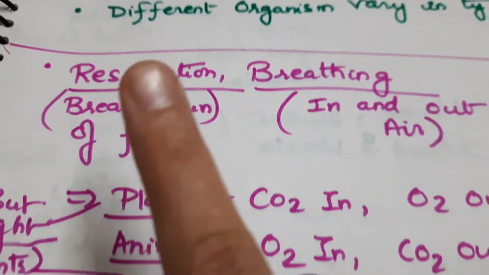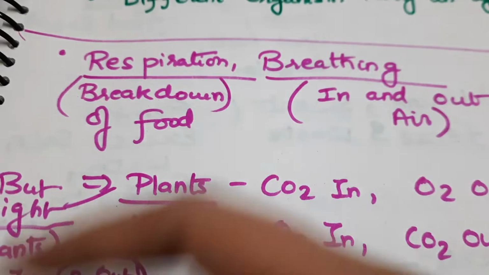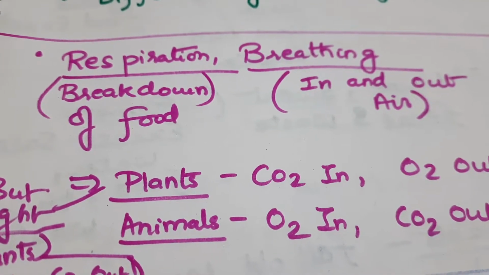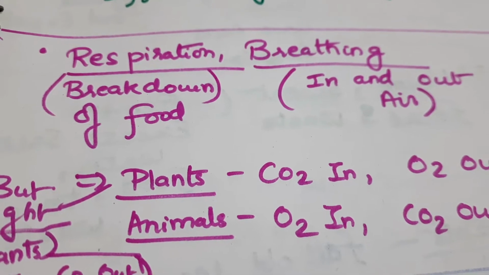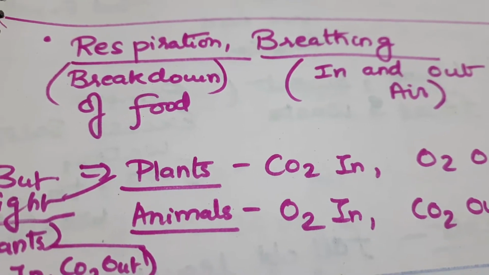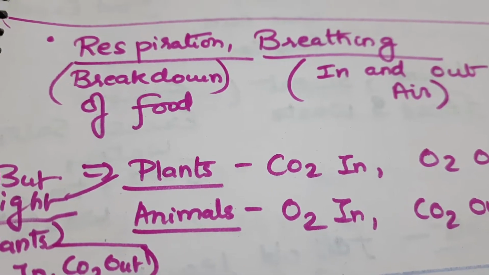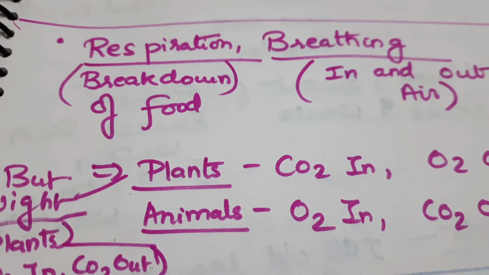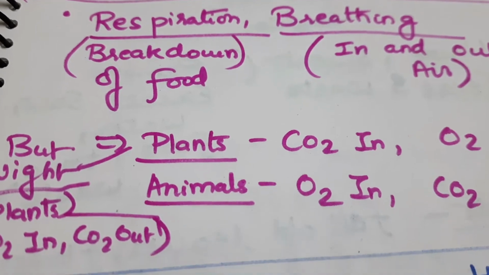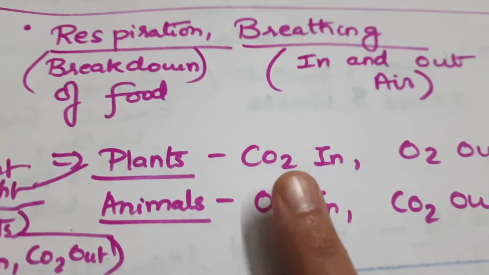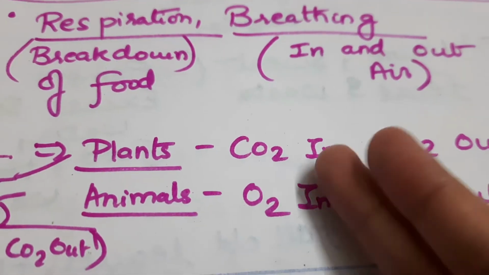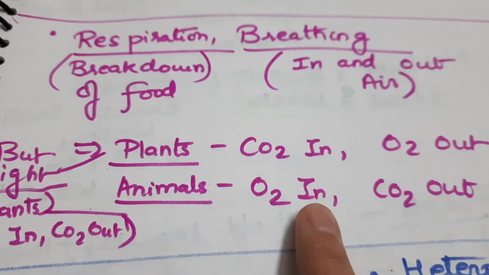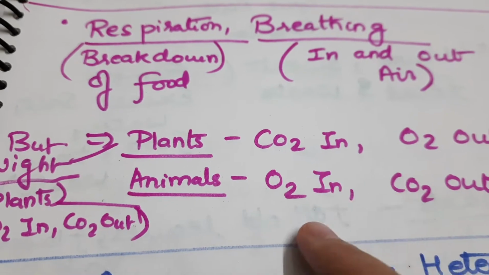Now coming to respiration, breathing. Living organisms breathe, they take the air in and out. Respiration is the breaking down of food. In animals and plants, the food breaks down and energy is released. In plants, carbon dioxide is taken in and oxygen is given out. And in animals, oxygen is taken in and carbon dioxide is given out.